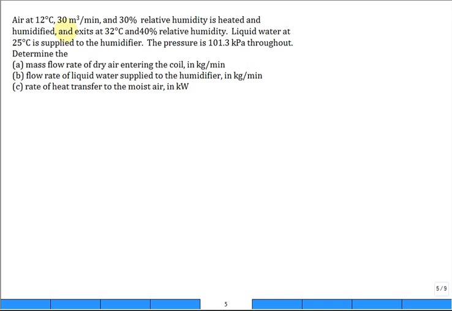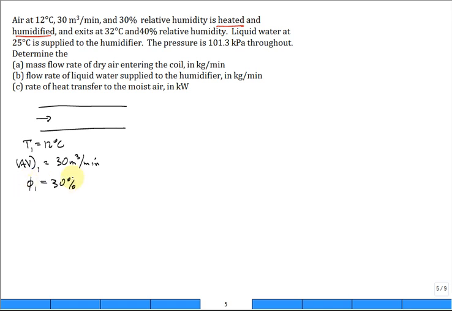Air at 12 degrees C and 30 cubic meters per minute and 30% relative humidity is heated and humidified. To start to organize our information, we have the volumetric flow rate coming in is 30 meters cubed per minute. I'm going to pause a little bit. 30 meters cubed of what? 30 meters cubed of dry air, 30 meters cubed of moisture, 30 meters cubed of moist air, which is a combination of dry air and water vapor. Which one is it? It's the combination, okay? All right, and then its relative humidity coming in is 30%.